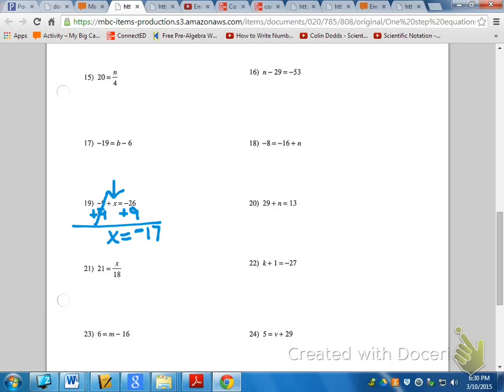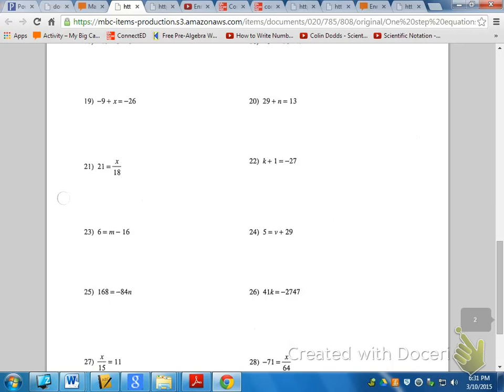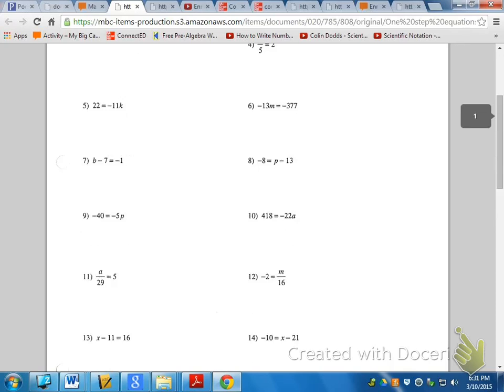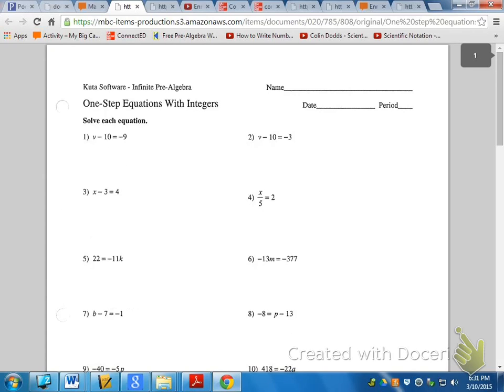Okay, I think that is all that I'm going to do. I did quite a few for you. You need to finish off doing these problems: write the equation, show what you're going to do to solve, and get the variable alone. Okay, that is the end of it.